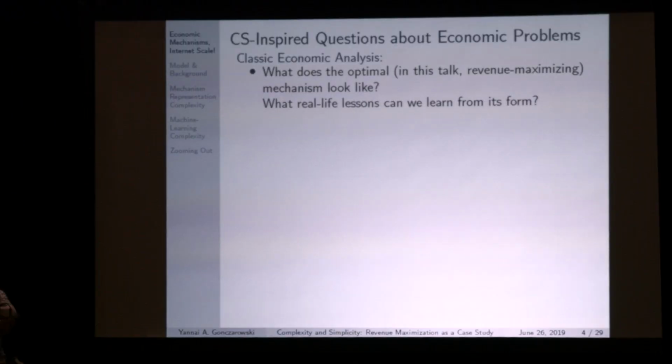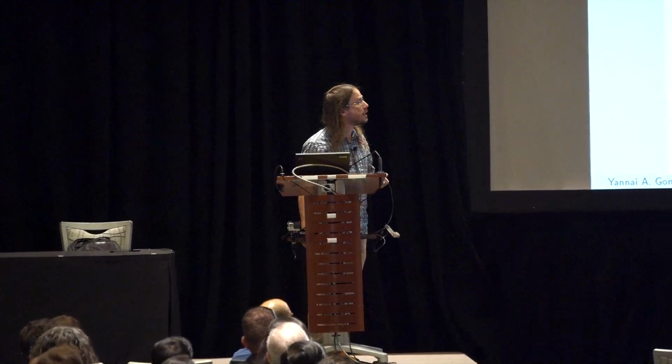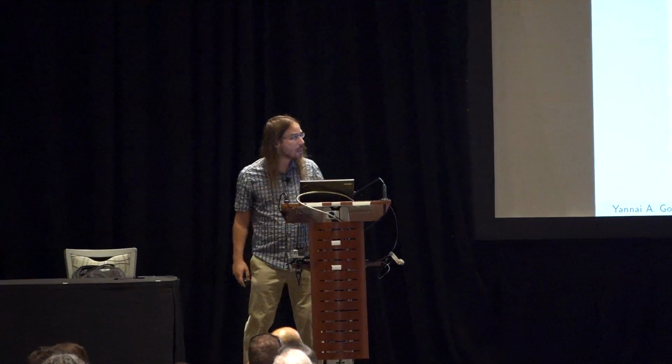So classic economic analysis usually asks, what does the optimal mechanism look like? In this talk, optimal is always going to be revenue maximizing, except for in the last few slides. And after we understand what the optimal mechanism looks like, we can ask what real-life lessons can we learn from the form of this mechanism. And the problem is that even in very simple settings in which we need to auction or price even only two items, the answer to the question of the form of the mechanism is extremely complex, and it's very hard to learn any real-life lessons from its form.